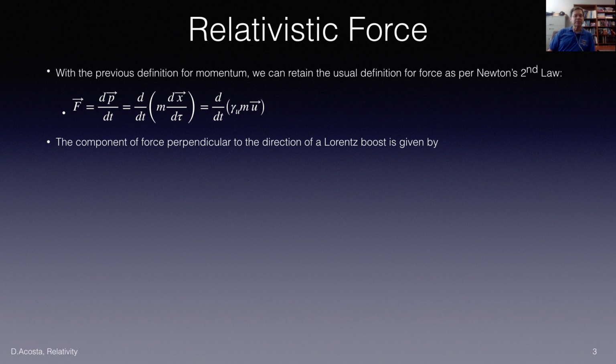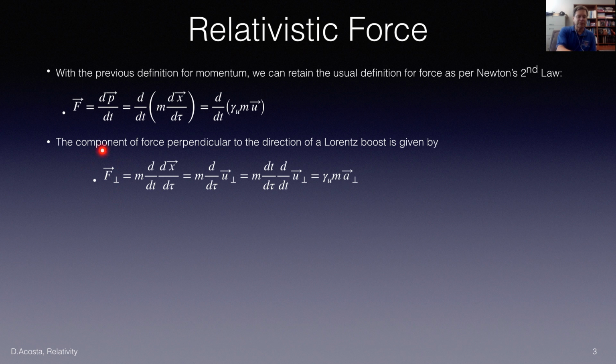Now, the component of the force perpendicular to the direction of a Lorentz boost can be given by this. We can talk about the perpendicular force to the direction of the boost. So if the boost is along the x-axis, we're talking about the force, say, along the y or z axes. So in that case, force is just dp/dt, and momentum is just gamma_u m u.